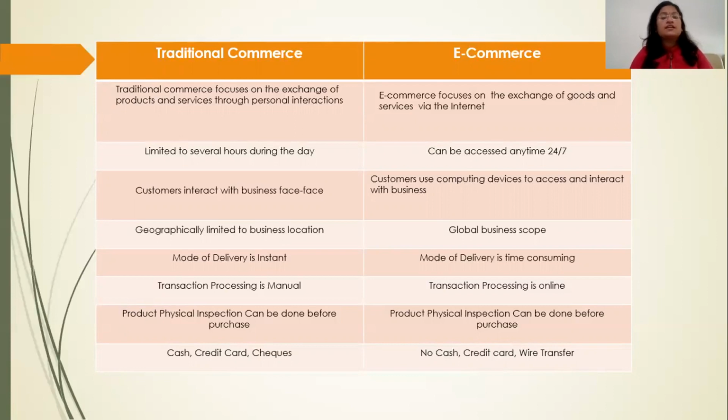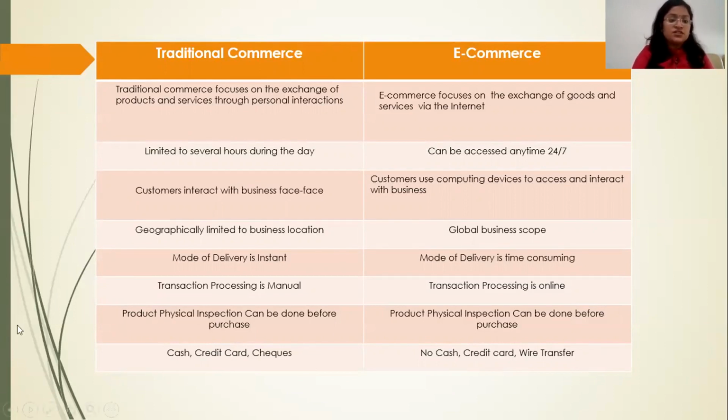Now, the transaction is manual. You can pay by using any mode of payment, like you can give cash, and you can use your credit card, you can use your debit card. There are swiping machines and all, but traditional commerce is limited to a manual transaction process, whereas in e-commerce the transaction processes are online. You need to have a gateway from which you can access transactions online.